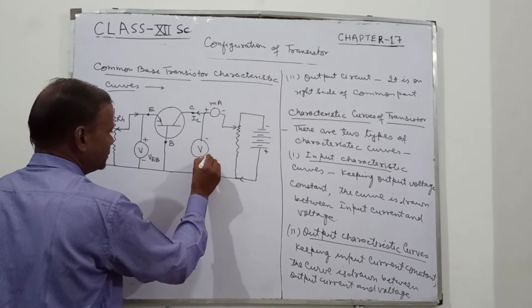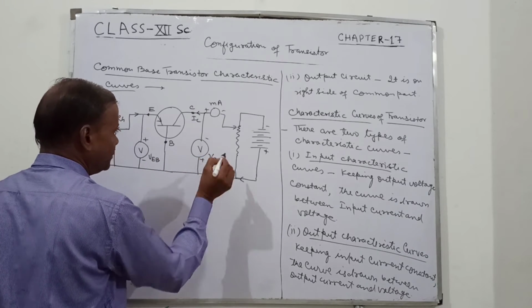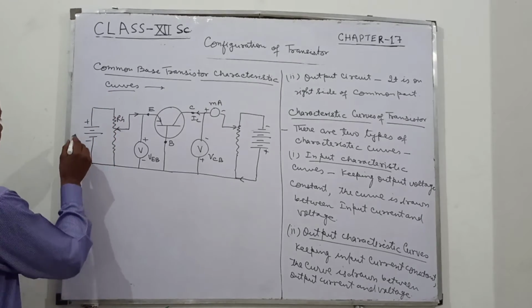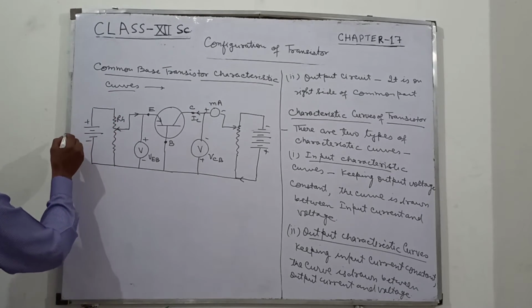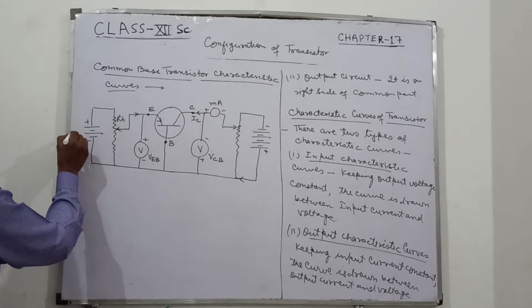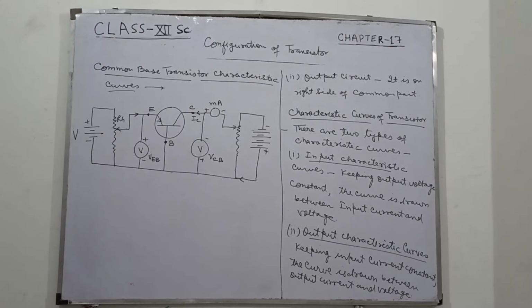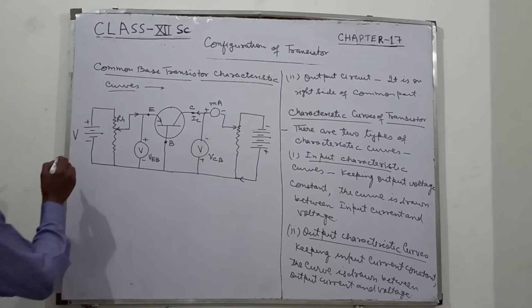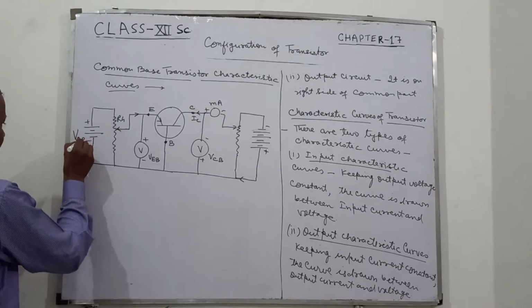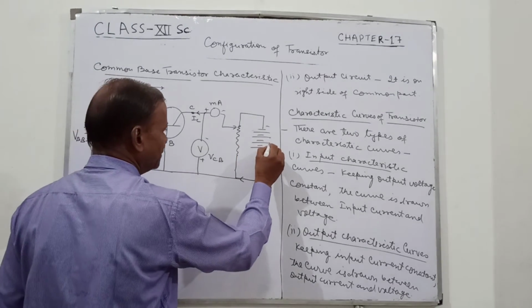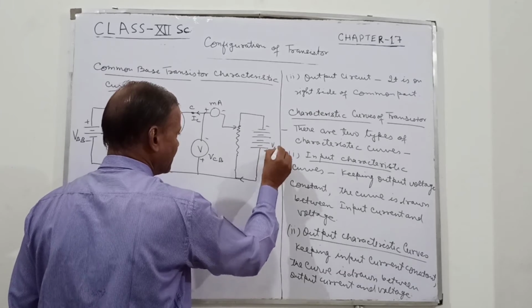This is your VEB. This is your VCB. And this we name VBD, and this is given the name VCC.